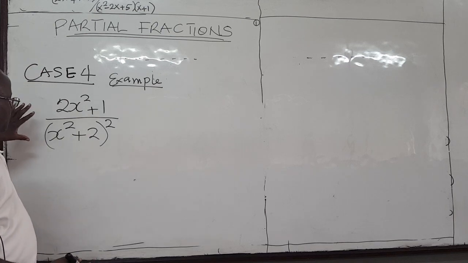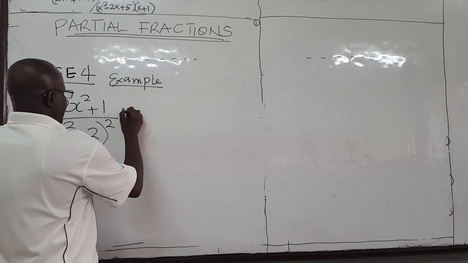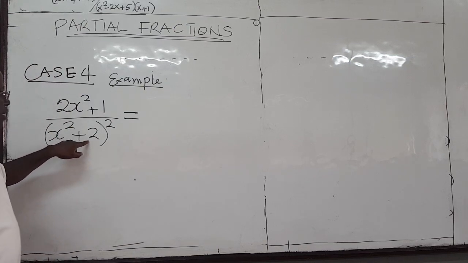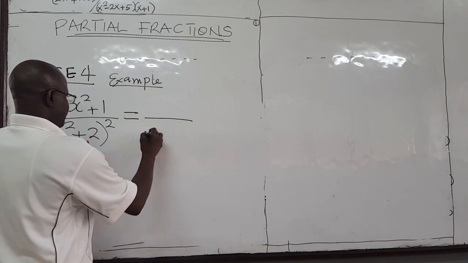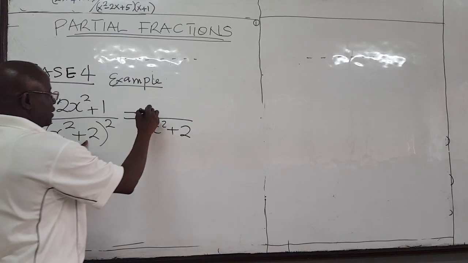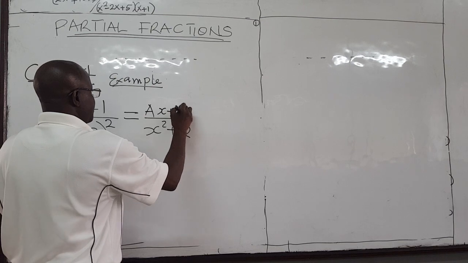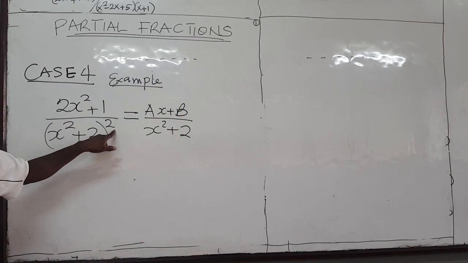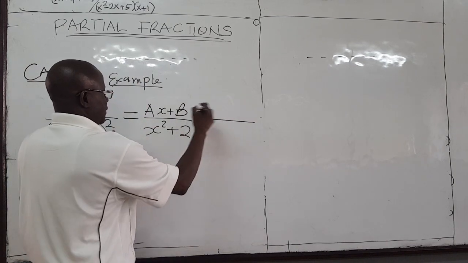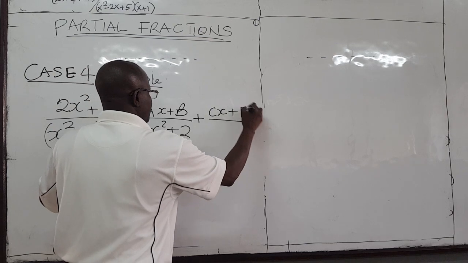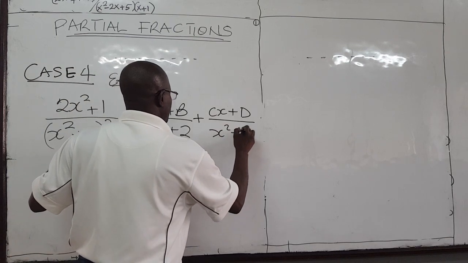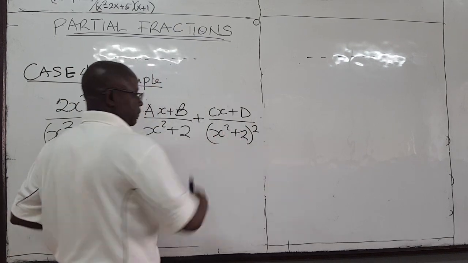Given this, you would write this to be equal to the irreducible factor here, which is quadratic. So you have x squared plus 2. Up here you need a linear factor because this is quadratic. So once again we'll have ax plus b. It is repeated, so again we are going to have a linear factor with different constants, of course, all over the whole of this, x squared plus 2 raised to the power 2.